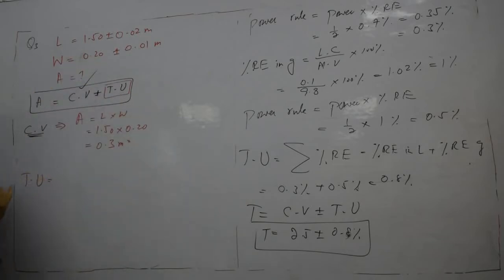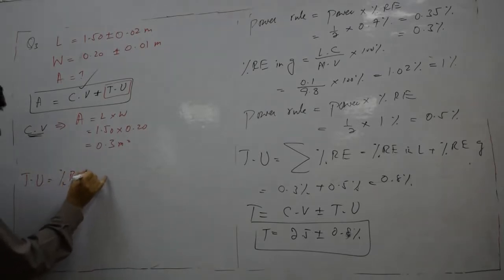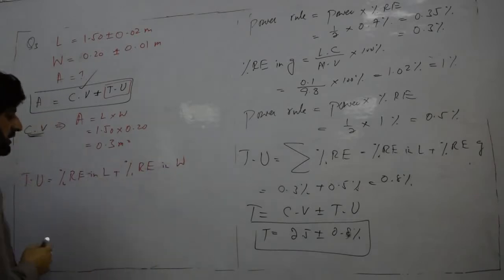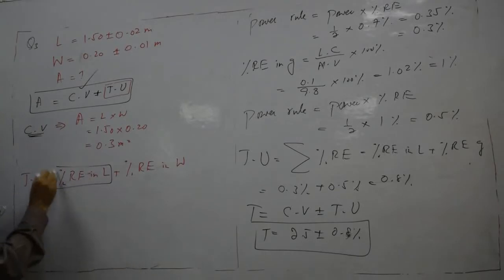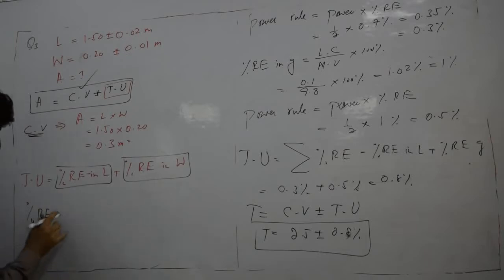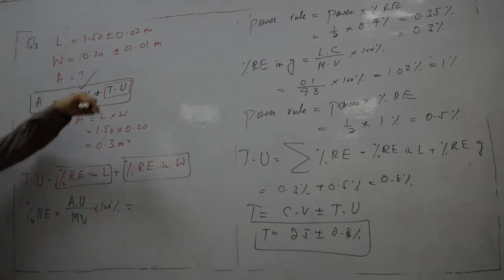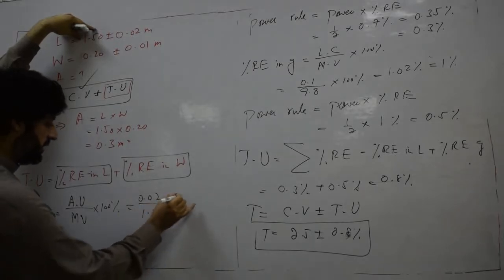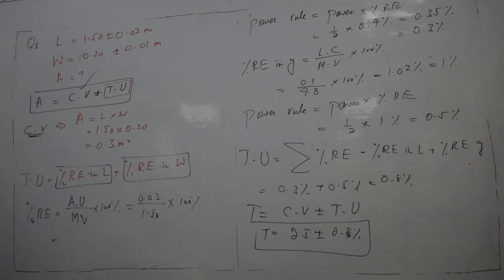Okay, so what is the rule for total uncertainty in case of multiplication? Here these two are in multiplication, so we have to use the multiplication rule. So the multiplication rule is percentage relative error in length plus percentage relative error in width. Okay, so first we have to find the percentage error in length, then the percentage error in width, then we will add them, so we will get total uncertainty for the area. So the percentage relative error in length, its formula is absolute uncertainty divided by measured value multiplied by 100%.